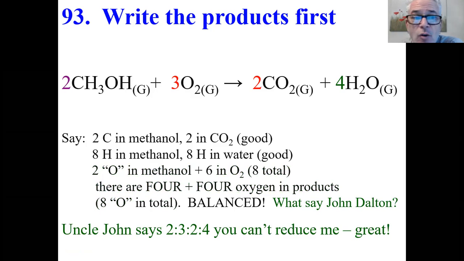Let's do a quick check. 2 carbons in the front, 2 carbons in the back. Good. There's a total of 8 hydrogens in methanol, and there's 8 hydrogens in water. Good. We have 2 oxygens plus 6 oxygens on the reactant side. 2 and 6 is 8. On the product side, we have 4 oxygens plus 4 more oxygens, 8. That's good.